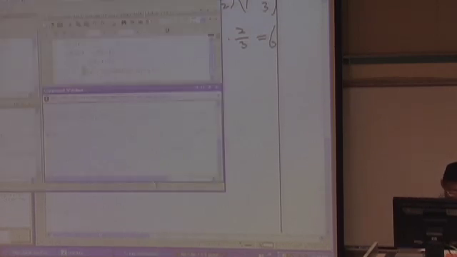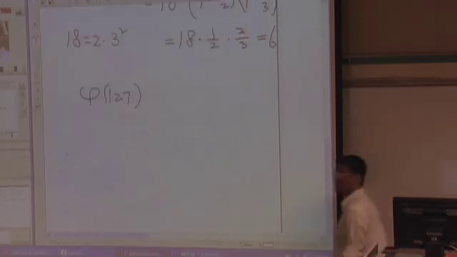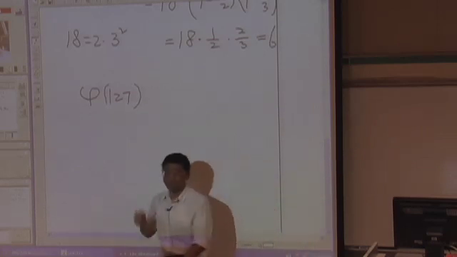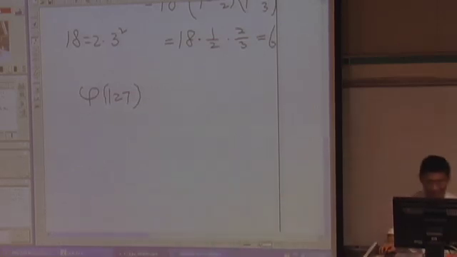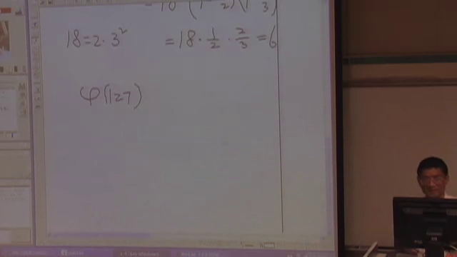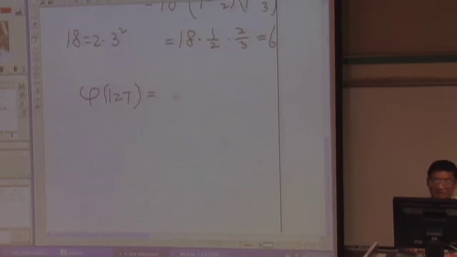So let's check whether it's prime or not. Yes, it is prime. So let's factor 127. If I factor it, it's itself, because it's prime. When it's prime, phi of something is very trivial. Phi of this is very trivial. It is 127 minus 1, or 126. Very trivial, right?